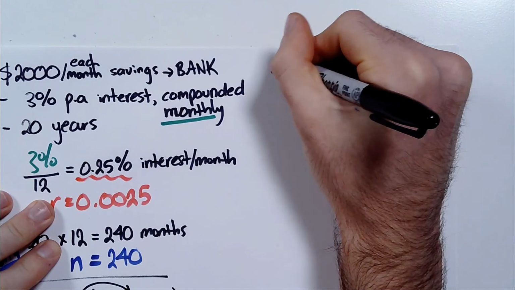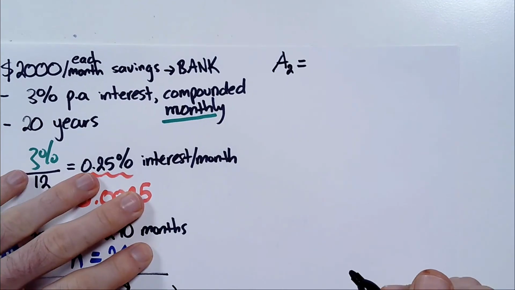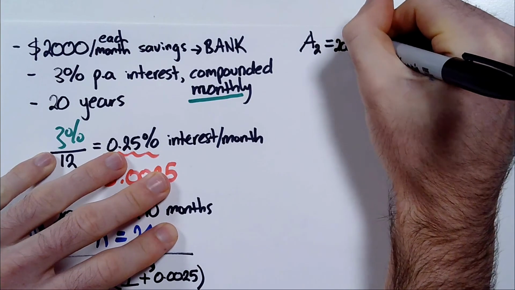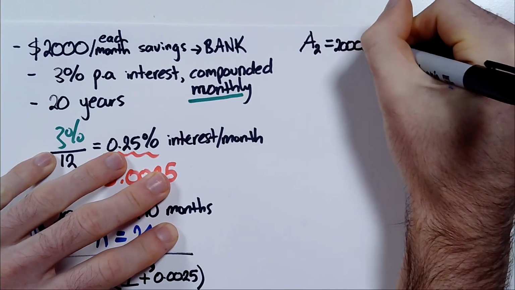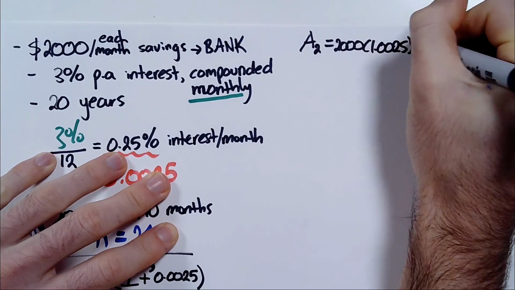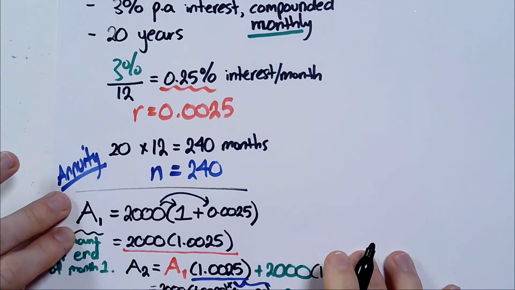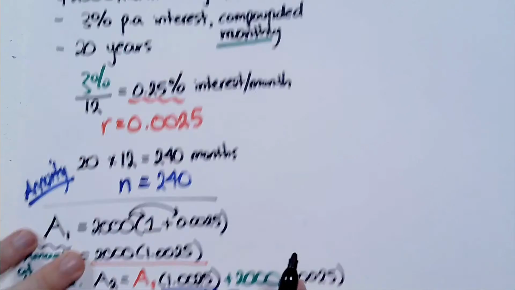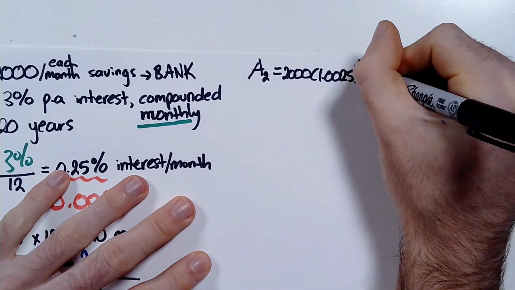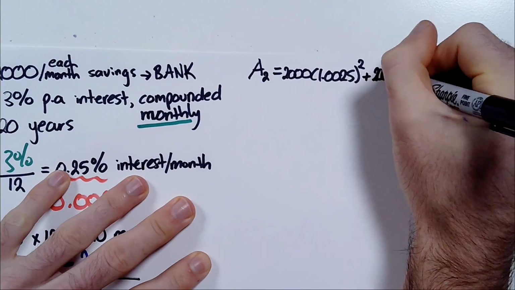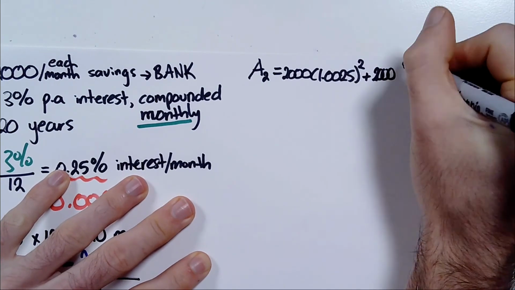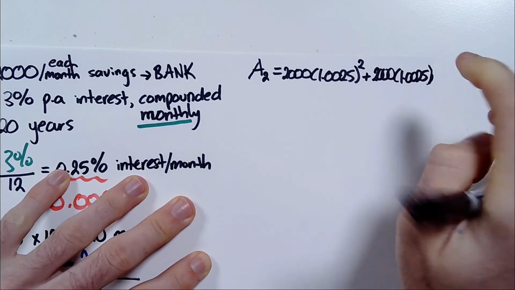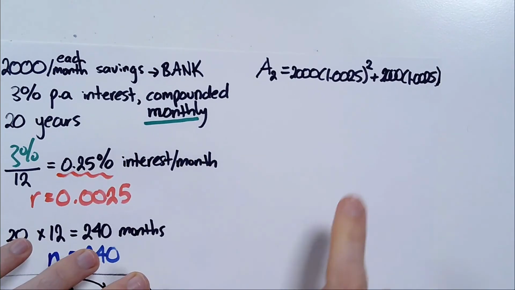So to finish off with the second month, the amount in the account at the end of the second month is going to be 2,000 times 1.0025 bracket squared, because again, remember, we had 2 brackets that are the same multiplied by one another. And then we had plus 2,000. The second 2,000, that was our second payment, but that only received 1 round of interest so far because it's only been in the account for 1 month. So that's the expression we have there.